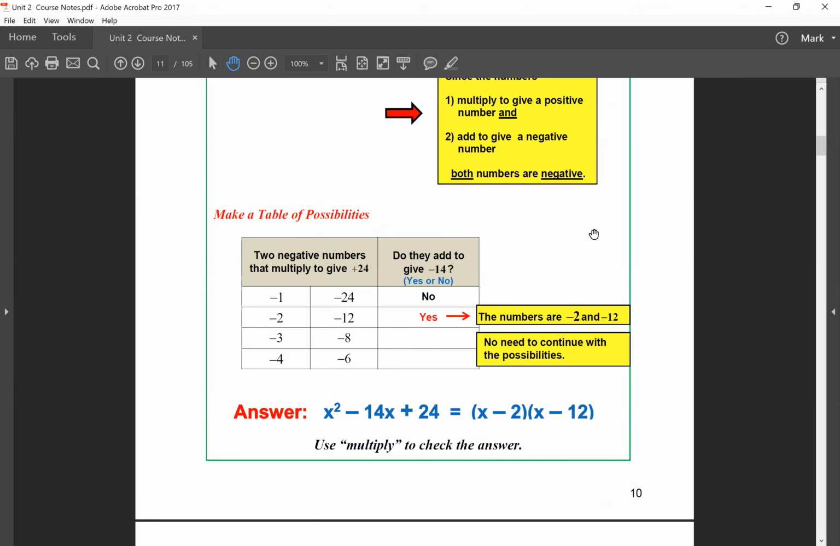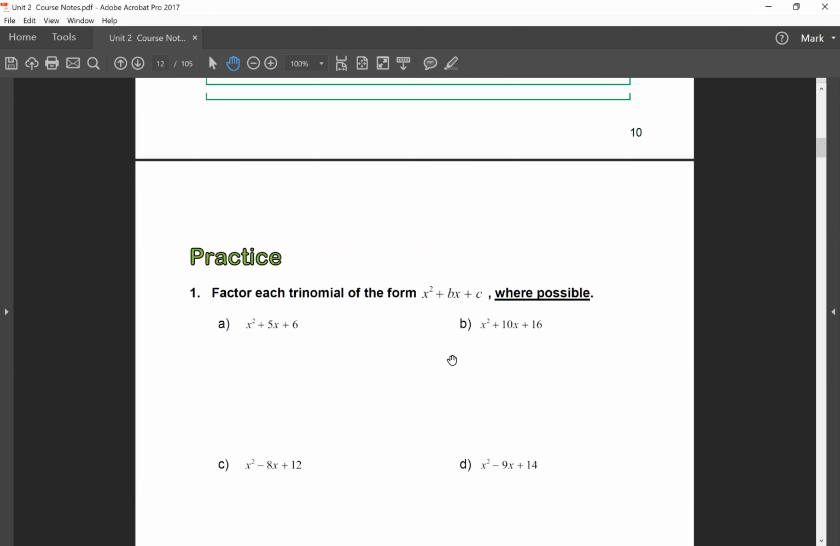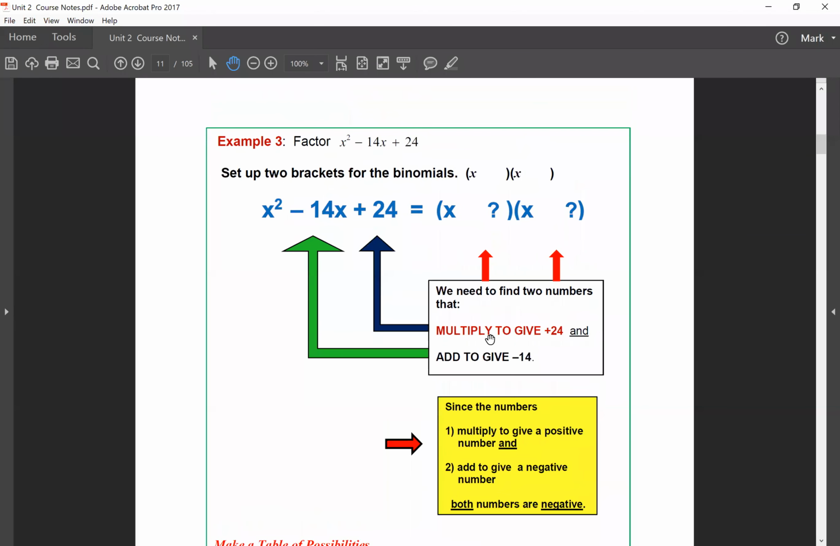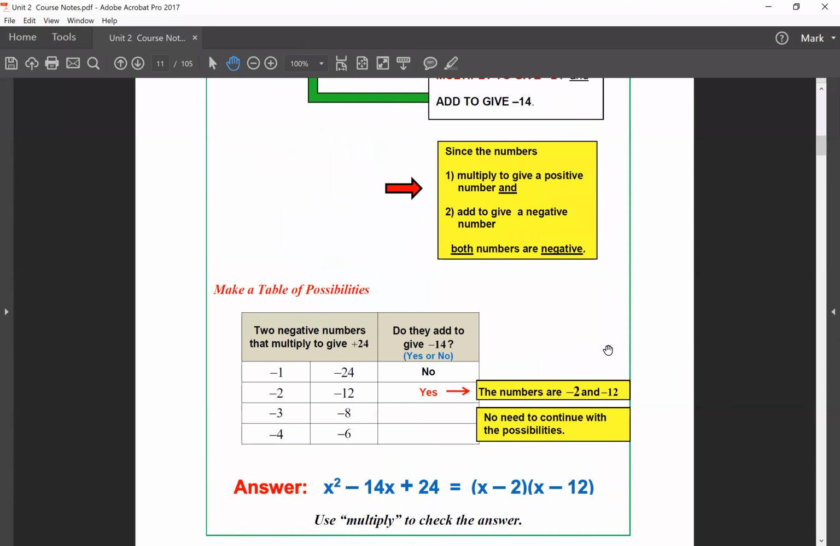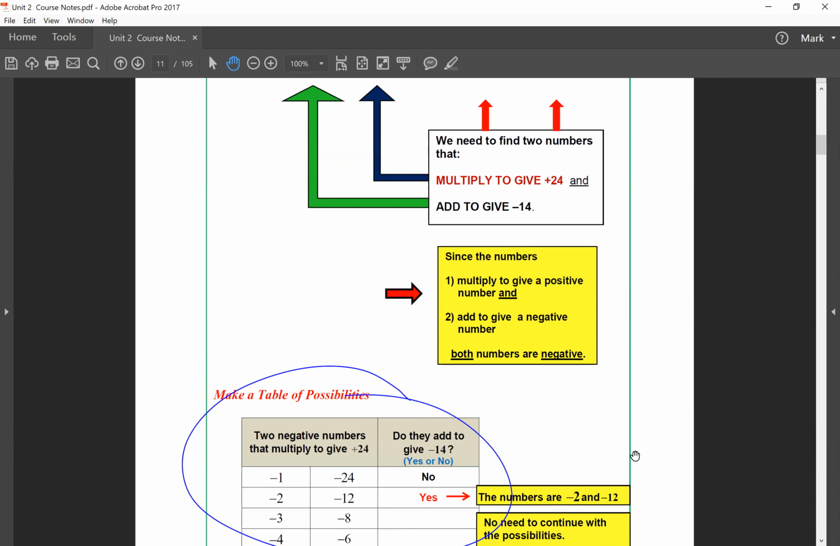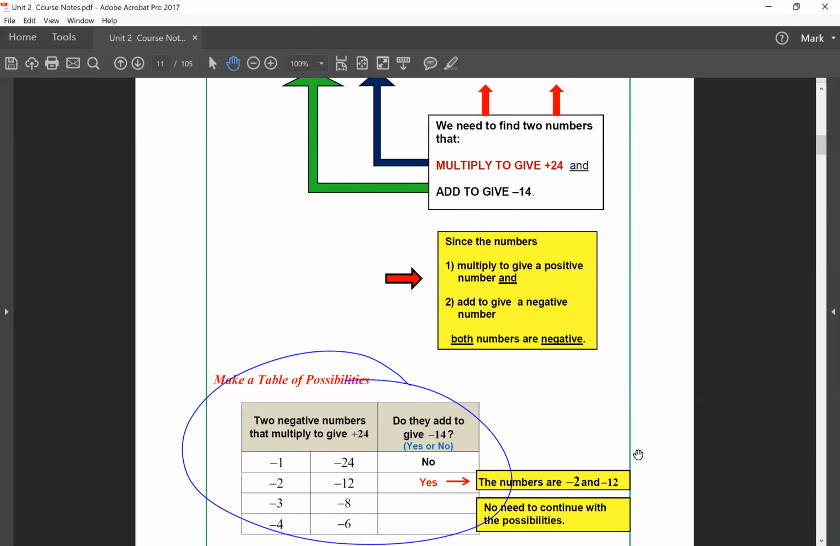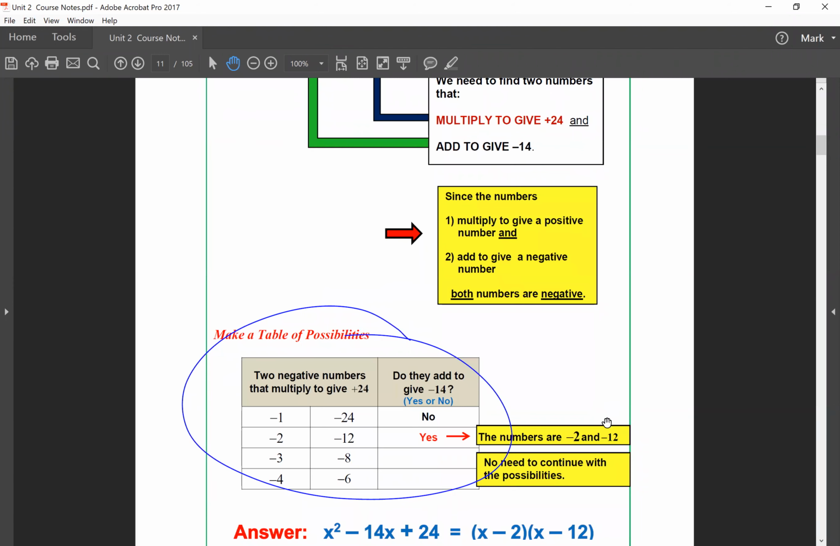There's 3 examples here. And then I think, yeah, okay, I'm going to get you guys to practice some of this. So what about this example? x squared minus 14x plus 24. I need to think of two numbers that are going to multiply to give me 24 and add to give me negative 14. Again, you don't have to write this down, but you think of these numbers. Two numbers that multiply to give me 24 and add to give me negative 14.